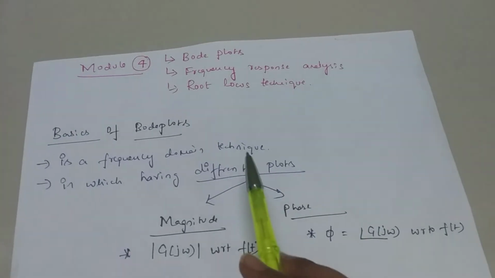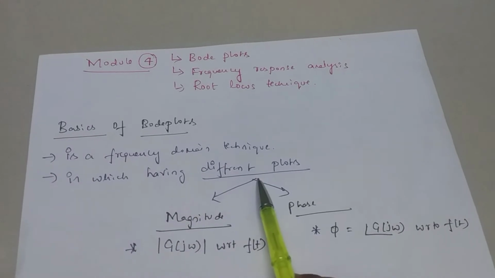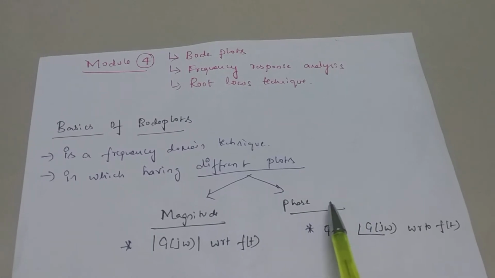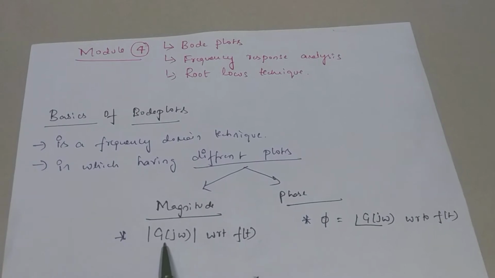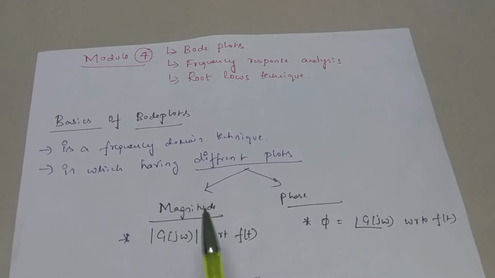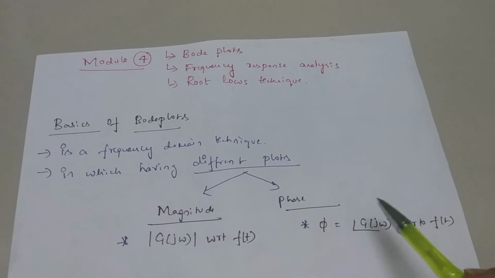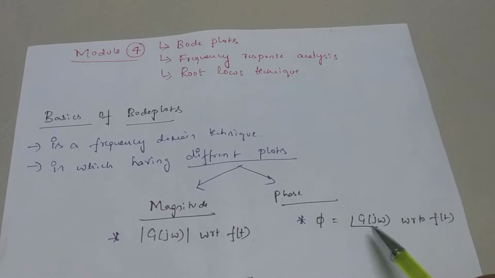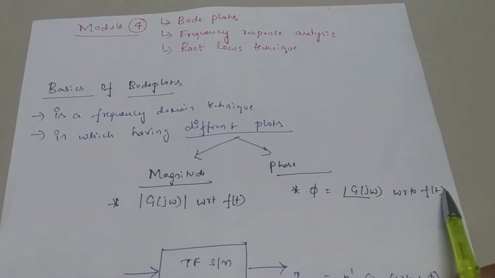So see, this is a frequency domain technique, as I already told, and the Bode plot has two different plots. What are they? First one is magnitude, second is phase angle. So magnitude is G of j omega into H of j omega, G of j omega with respect to angular frequency. Similarly for phase angle we represent psi equal to angle of G of j omega with respect to angular frequency, omega.